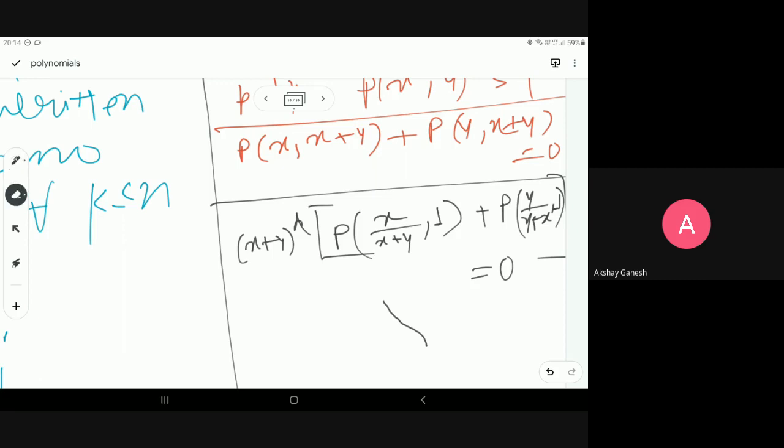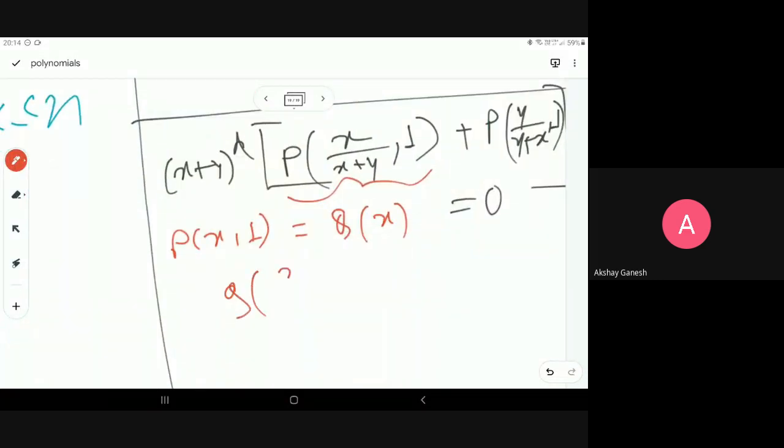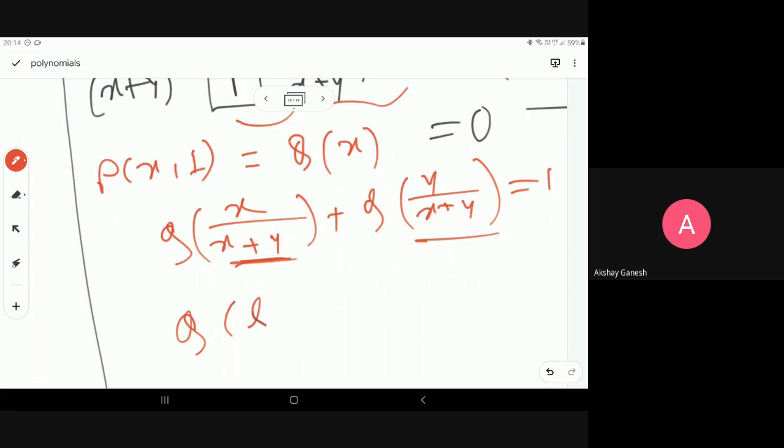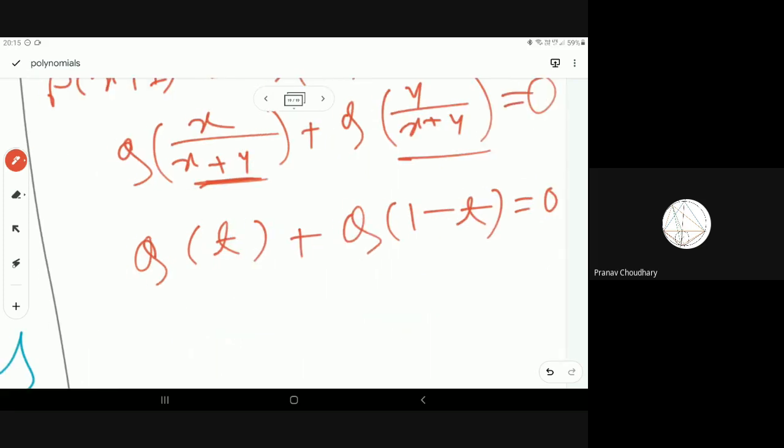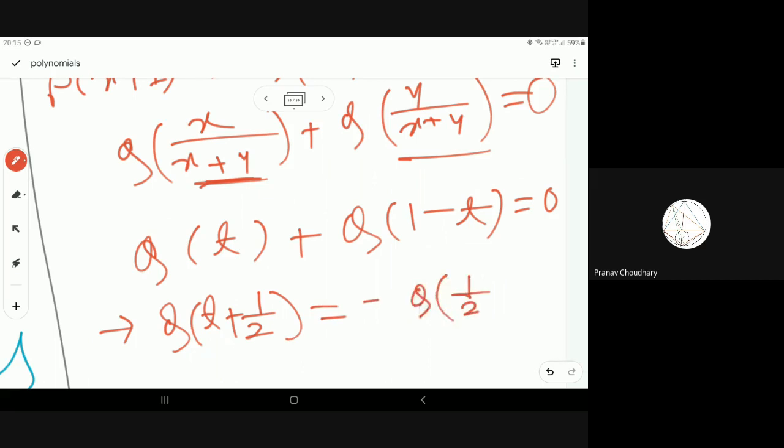Now note that, as we said earlier, this thing is a one variable polynomial. So let p of x comma 1 be q of x. What this basically tells you is q of x by x plus y plus q of y by x plus y equals 0. So in other words, q of t plus q of 1 minus t equals 0, right? If you shift t to t plus half, that basically tells you q of t plus half equals minus q of half minus t.